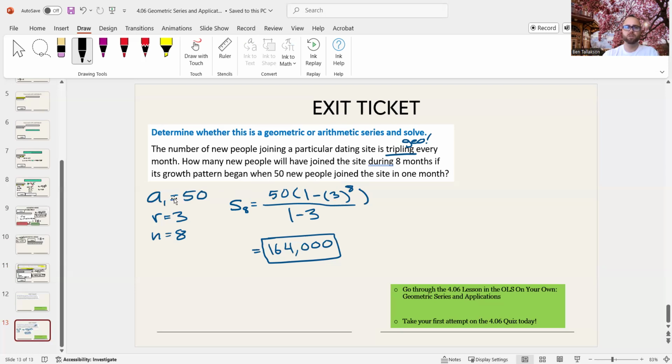So A sub 1 is 50, R is the rate, we're tripling, so times 3. We're adding 8 months, and n is 8. Plug in the parts in the right places and use your calculator to work this out. Okay, again, Desmos Scientific Calculator will be your best friend for this lesson, and that is it for now.